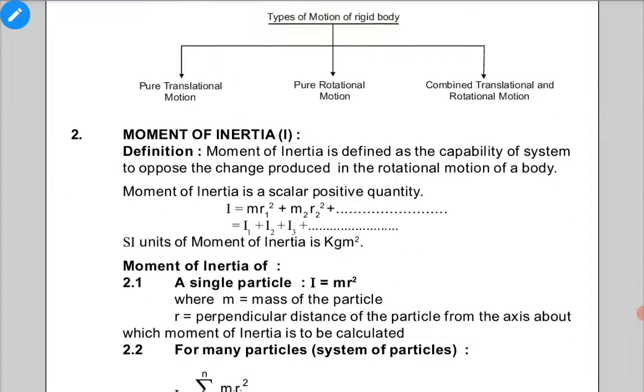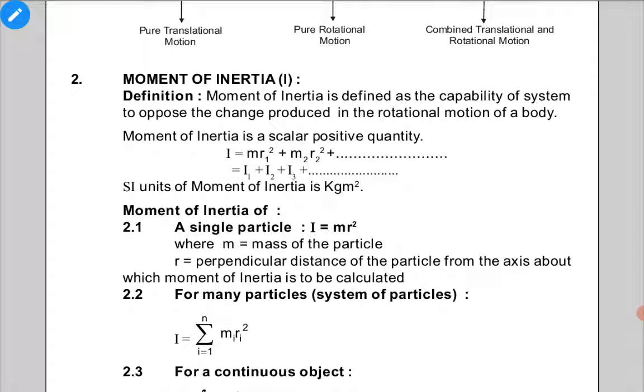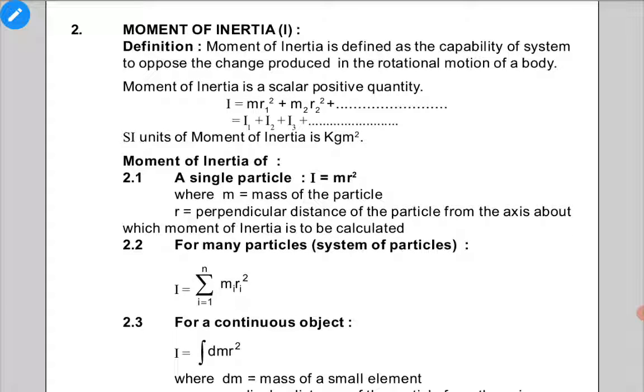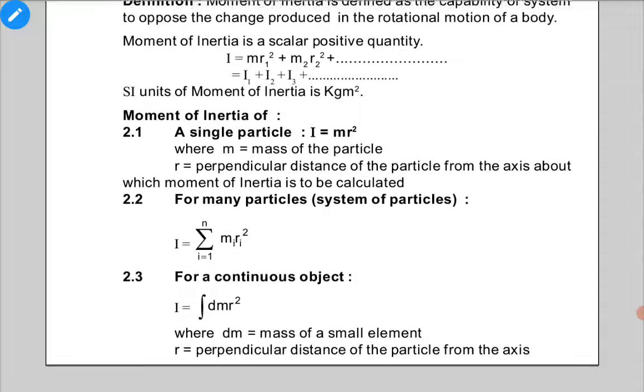Second is the moment of inertia. What is the definition? Moment of inertia is defined as the capability of a system to oppose the change produced in the rotational motion of a body. Moment of inertia is a scalar positive quantity. I equals m1 r1 square plus m2 r2 square plus up to mn rn square, that is equal to I1 plus I2 plus I3. SI unit of moment of inertia is kg meter square.